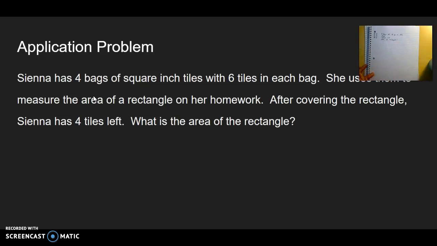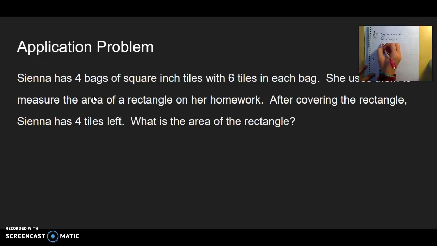This is just so I don't forget any of these important key phrases and words in my problem since I can't highlight them right now. My reading is done. Now it's time to draw. Now, the first thing I need to do is look at my first sentence. She's got 4 bags of square-inch tiles with 6 tiles in each bag. I should probably figure out how many tiles Sienna has altogether.